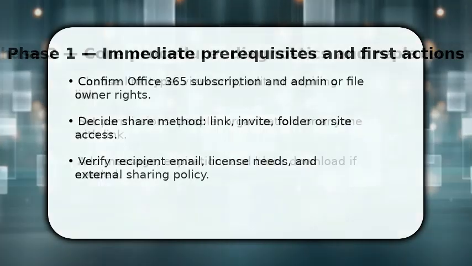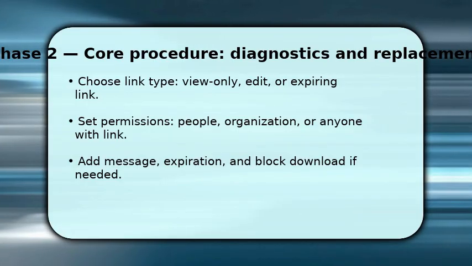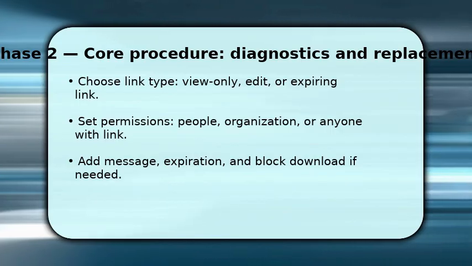To begin the actual share, you now select precise permissions: view only to preserve content, edit when collaboration is needed, or an expiring link for temporary access. Once chosen, narrow scope: specific people, anyone in your organization, or anyone with the link. Choose specific people to keep control.